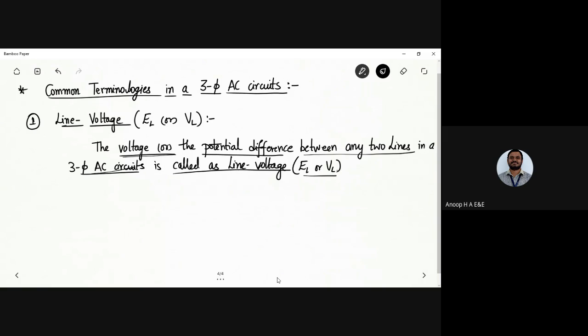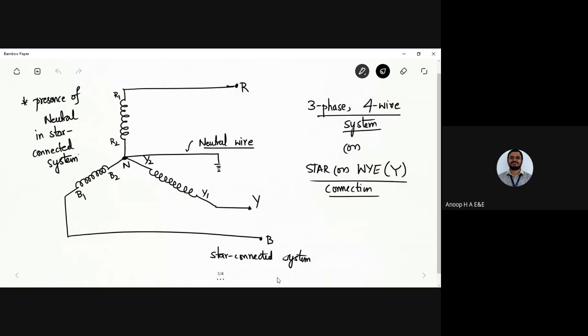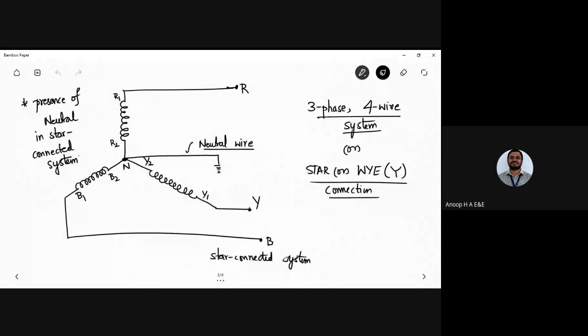Now, for example, how do I write it in case of the system over here?